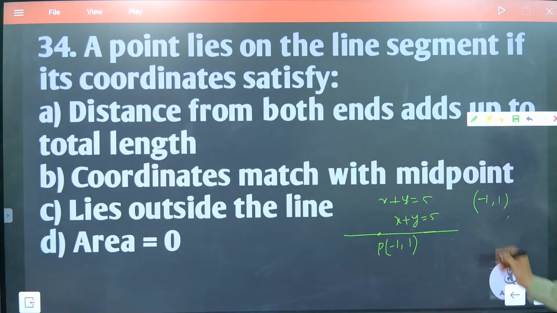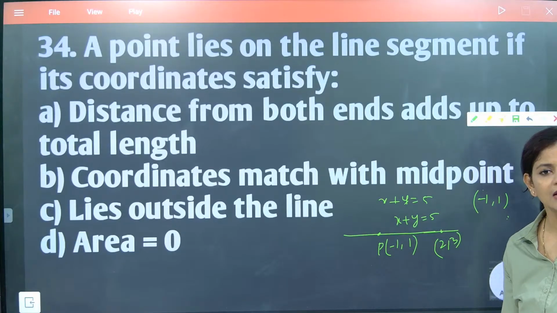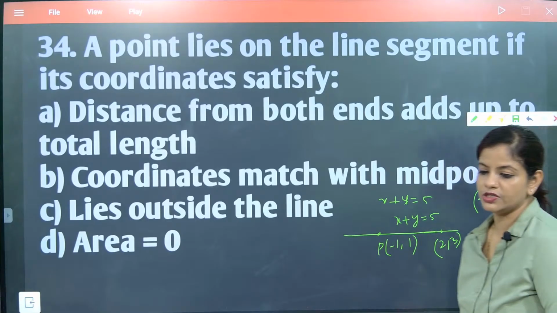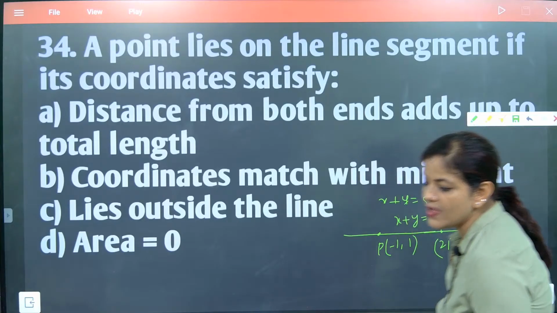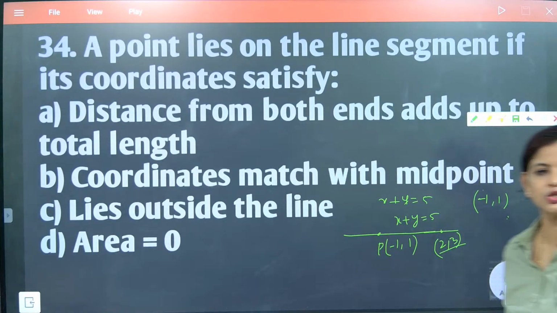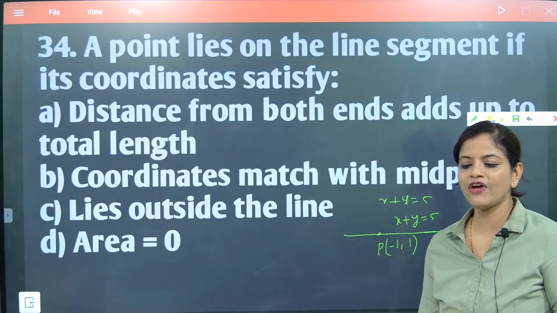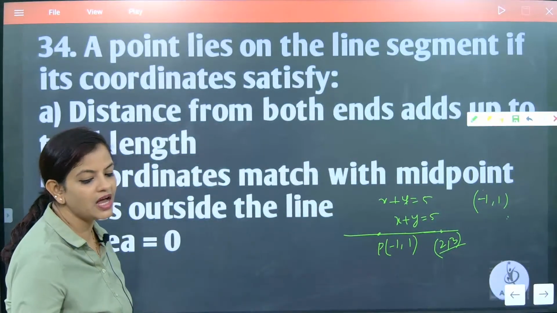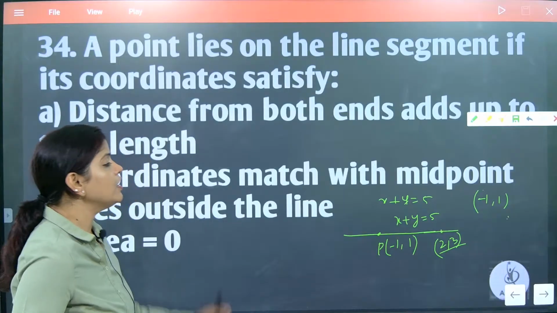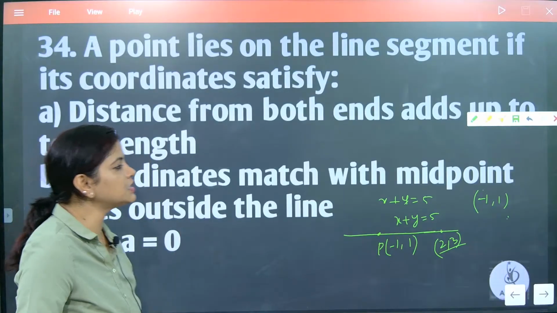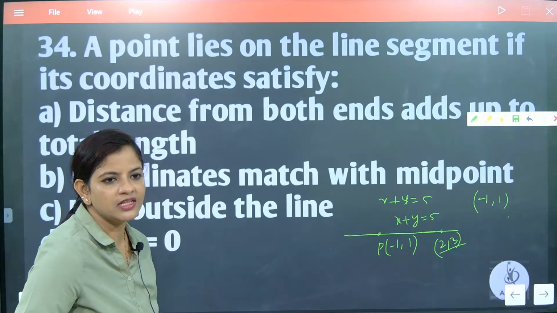Okay, but if I check the point 2, 3, is it present on this line? Yes, because if I put x equal to 2 and y equal to 3 and add them up, it satisfies the condition: 2 plus 3 is equal to 5. So LHS is 5 and RHS is also 5. So definitely 2, 3 is present. Understood? And it is satisfying the equation.